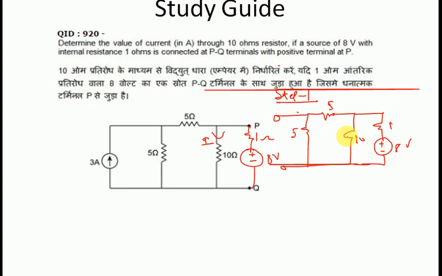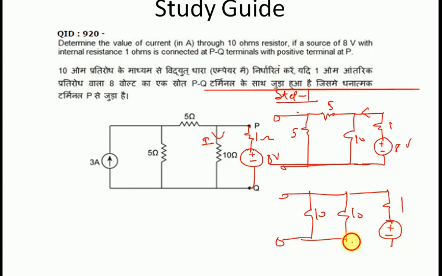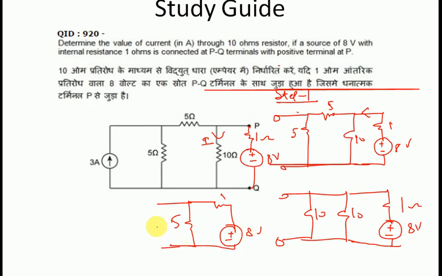Now how can we calculate the current very easily? First we have to think about what the equivalent circuit of this one is. The equivalent circuit will be like this: the 10 ohm and 10 ohm resistances are connected in parallel, and this is the 1 ohm and this is the 8 volt. Now the 10 ohm and 10 ohm are in parallel, so the equivalent will be 5 ohm, then 1 ohm, and 8 volt.